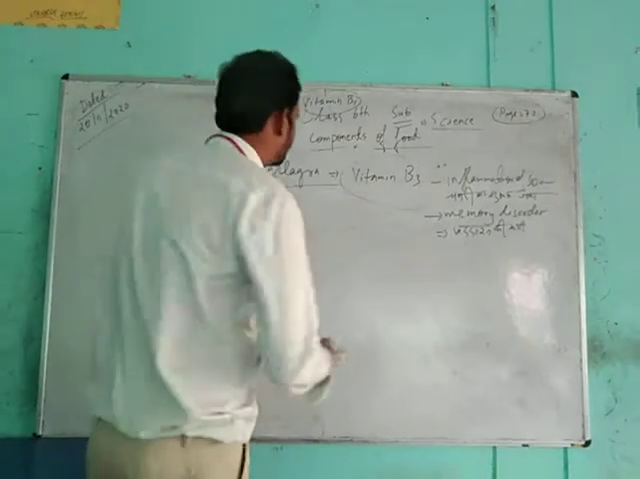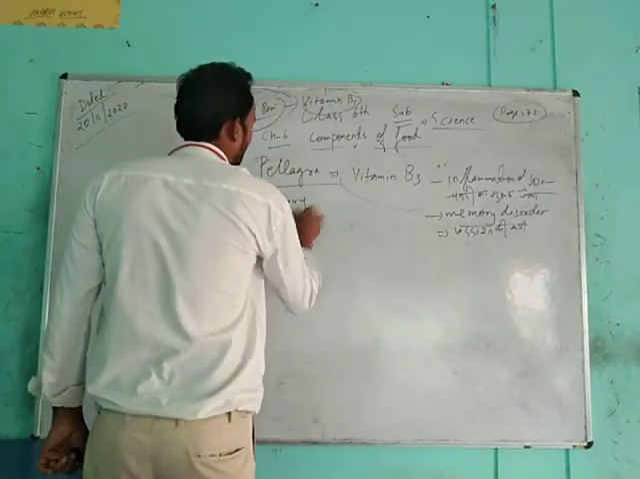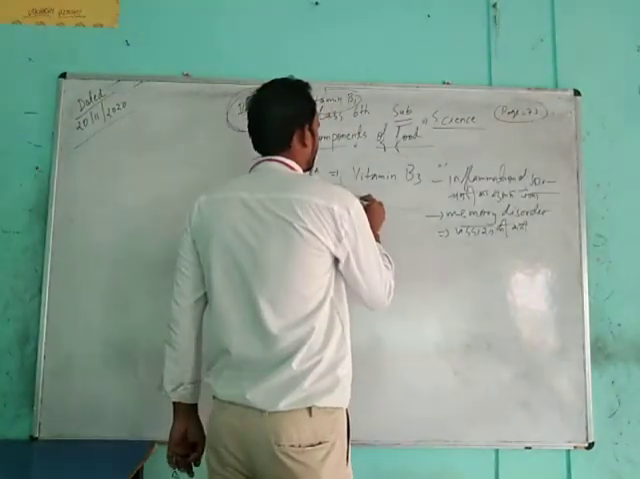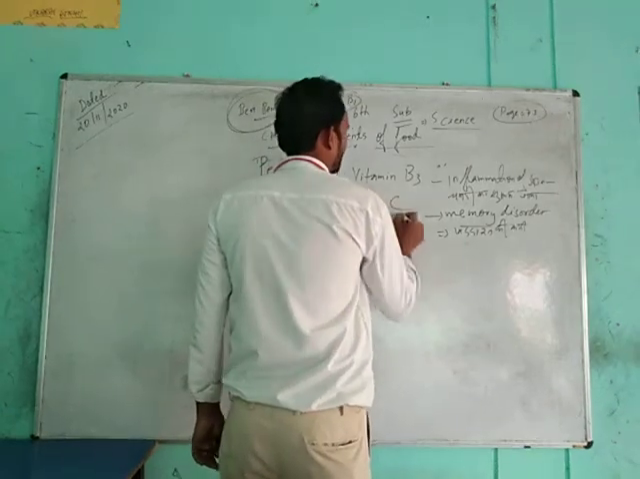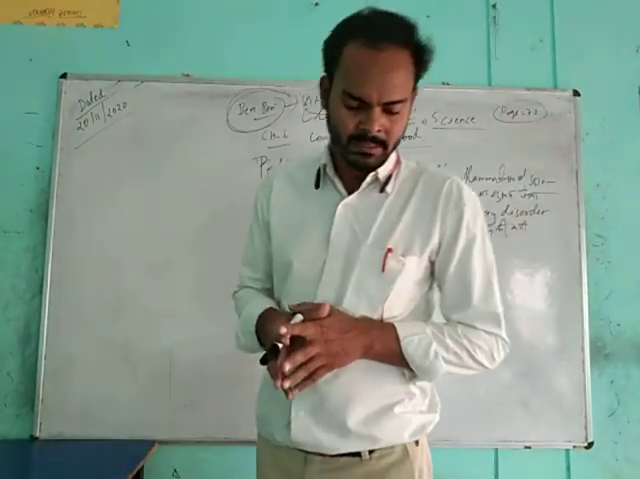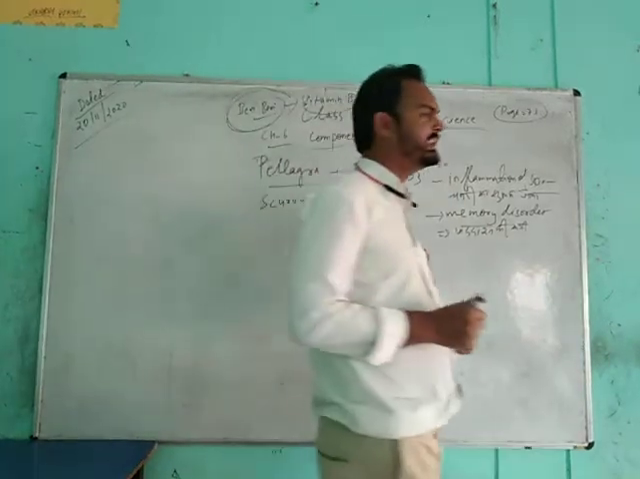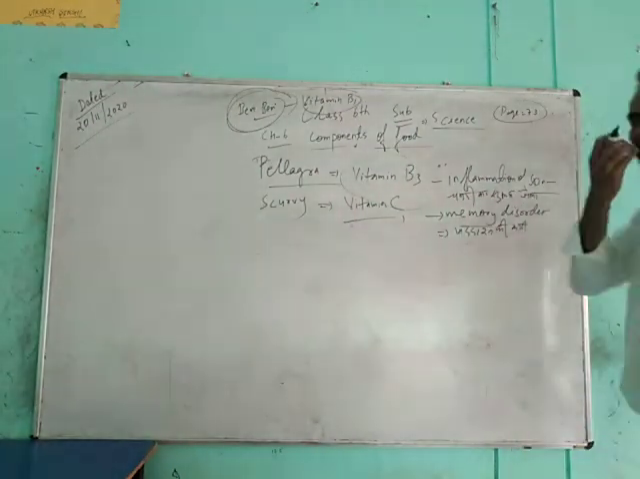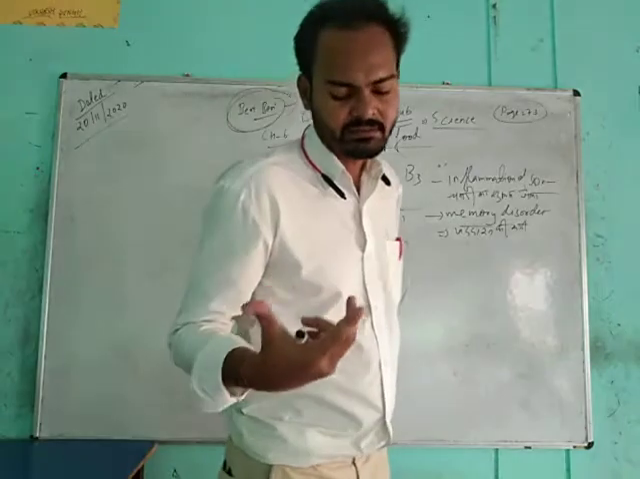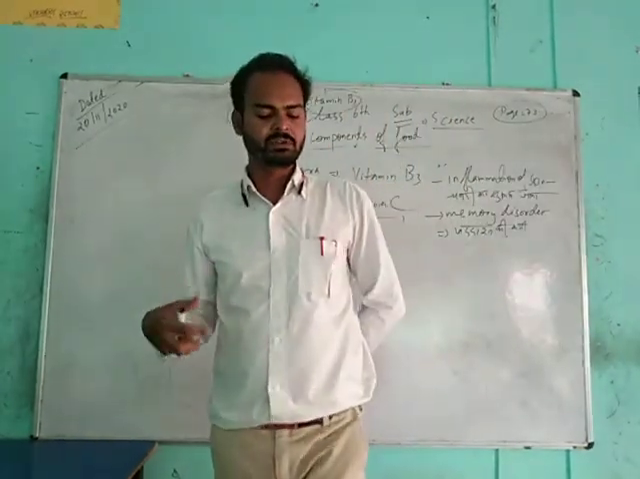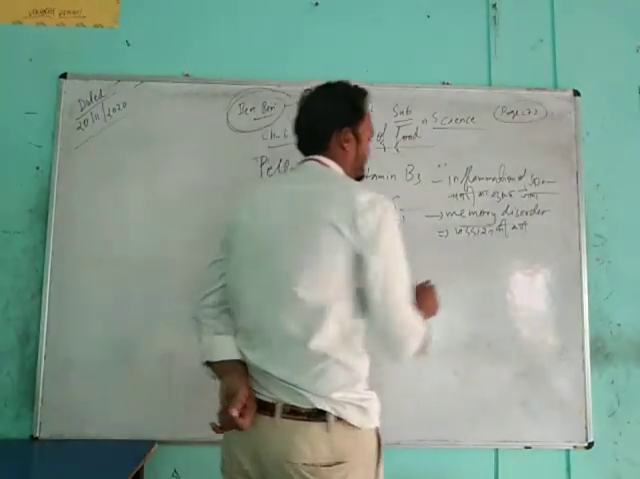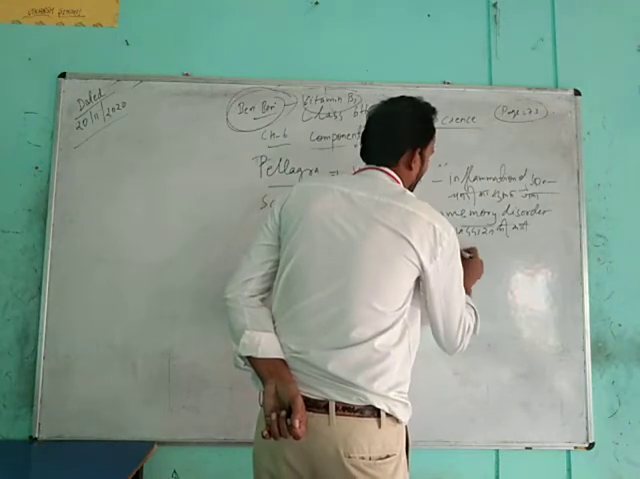Then students, we move on, and our next deficiency disease is scurvy, and this disease is due to lack of vitamin C. And what are the symptoms of this disease? If we talk about scurvy: bleeding gums, internal bleeding and delayed wound healing. So bleeding in our gums, in teeth, and internal bleeding can occur in the internal parts of our body. Delayed wound healing, that means delayed wound healing.